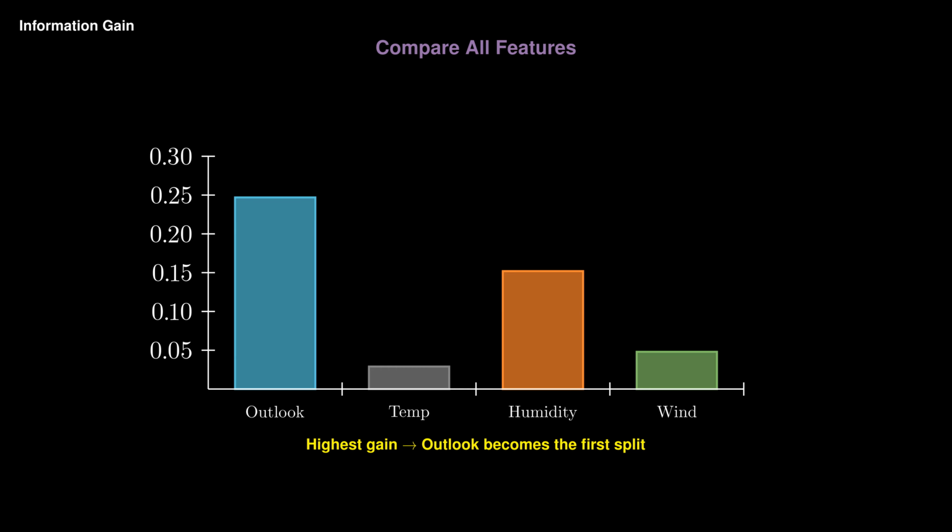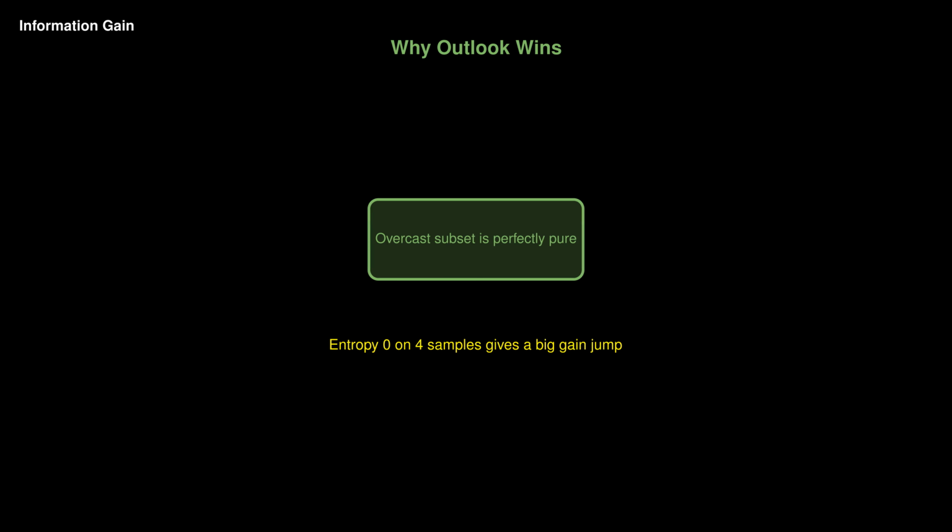Why does outlook win? Look at its subsets. The overcast branch has entropy of 0. It's completely pure. Those 4 data points are fully resolved. No further questions needed. The other features don't produce any perfectly pure subsets. They leave more uncertainty on the table. One pure subset can make an enormous difference to information gain.